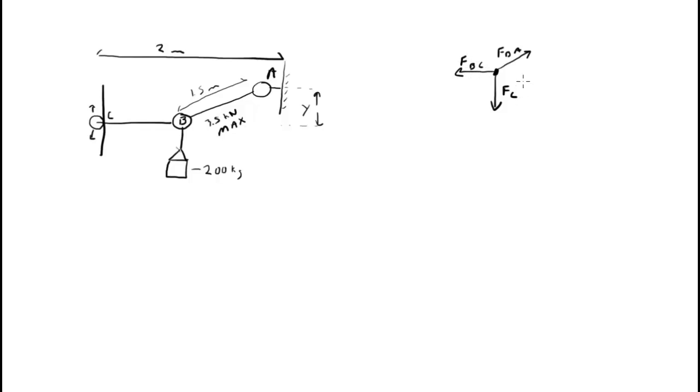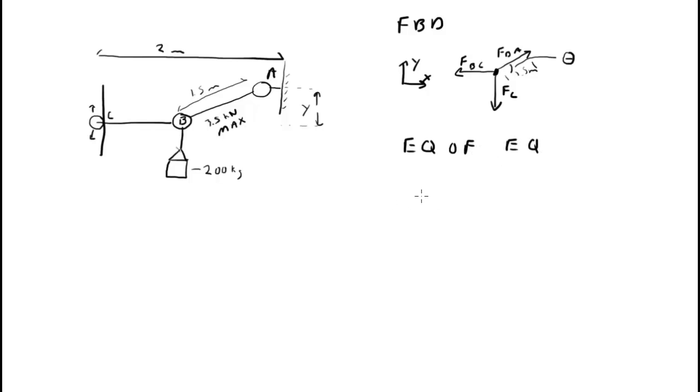We also need to show any angles or distances that are important. So we could note that this distance is 1.5 meters, and that obviously there's some angle here. We don't know what it is, but let's call it theta. Now we're going to indicate axes. There's x, there's y. So this is our free body diagram. Now we can write equations of equilibrium.